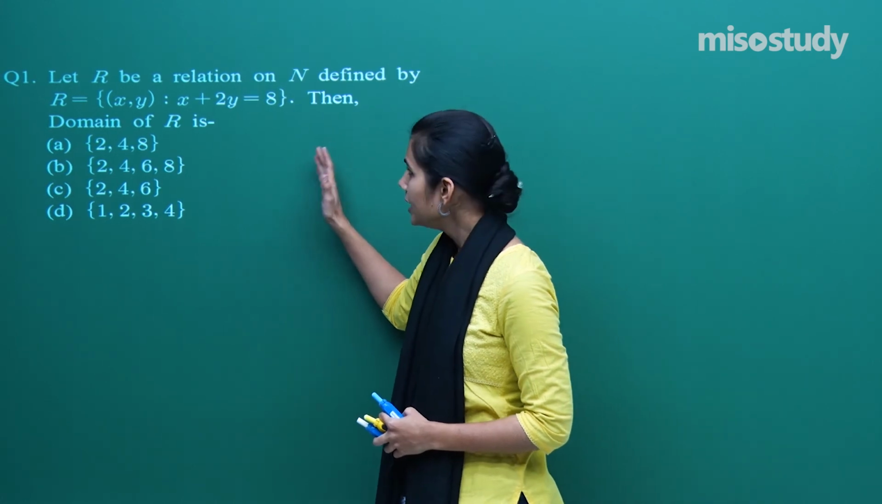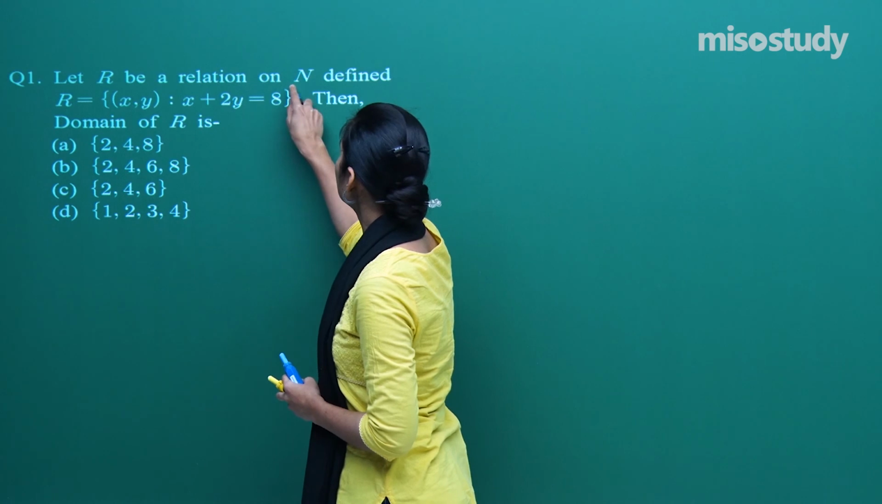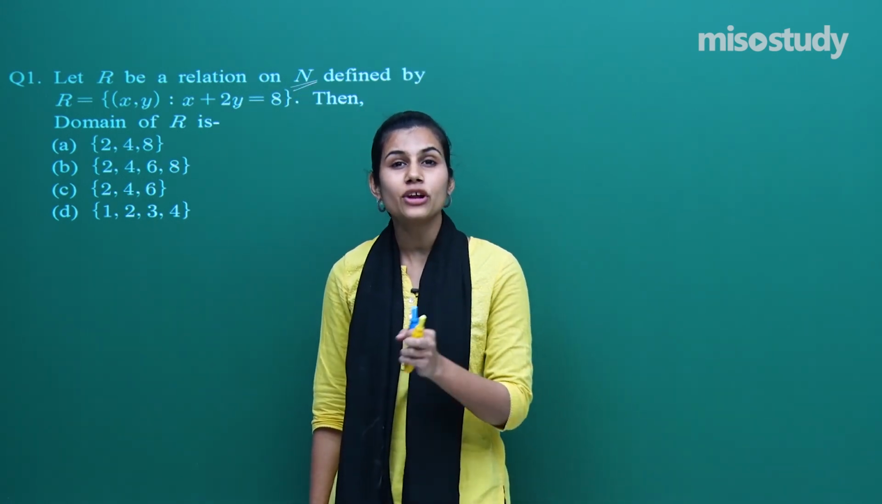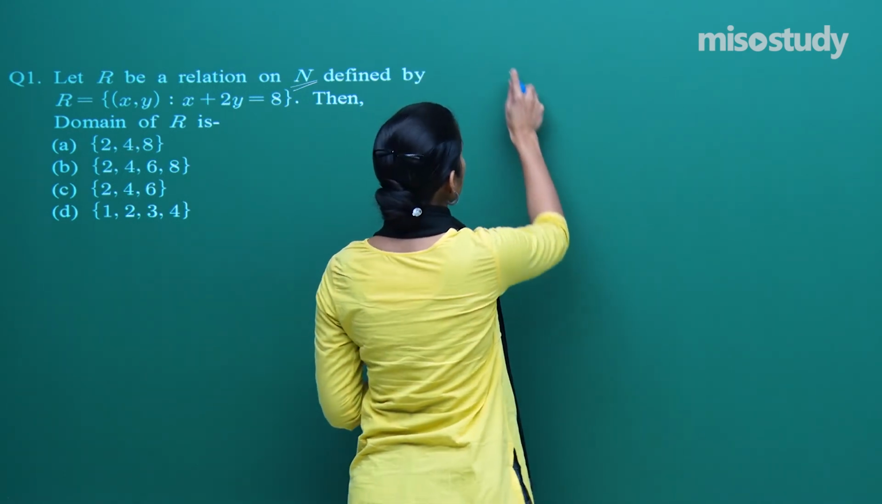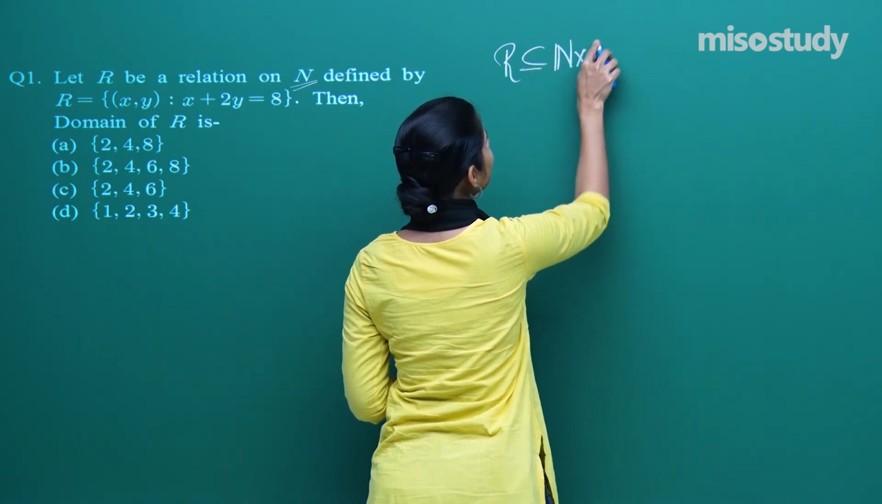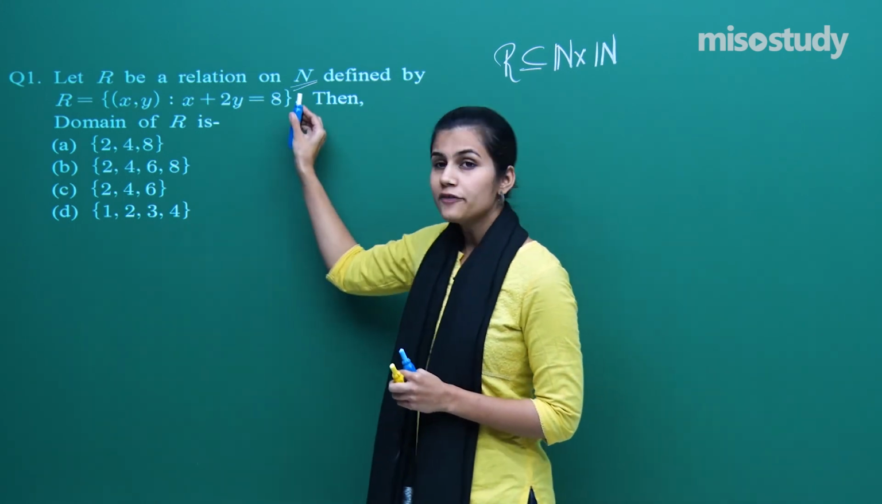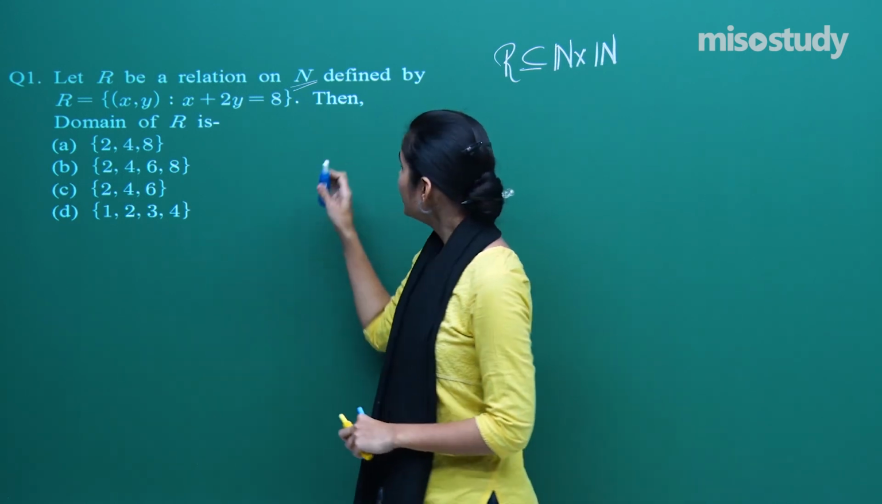It is saying that R is a relation on N. I hope you remember the meaning of what we mean by a relation on a set. By that we just mean that R is a subset of N cross N. By the very first line I have deduced this particular information about this question.